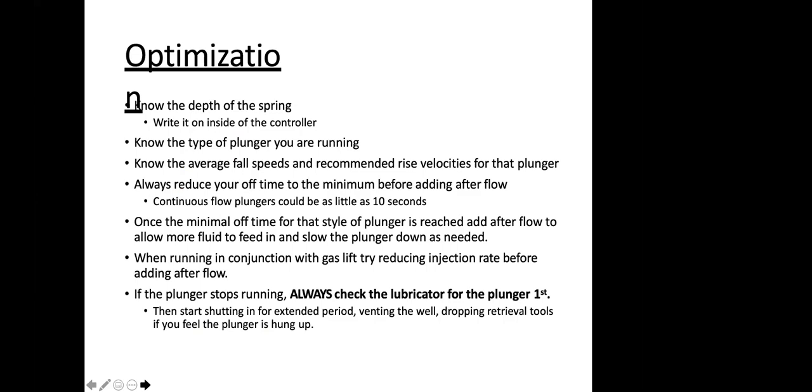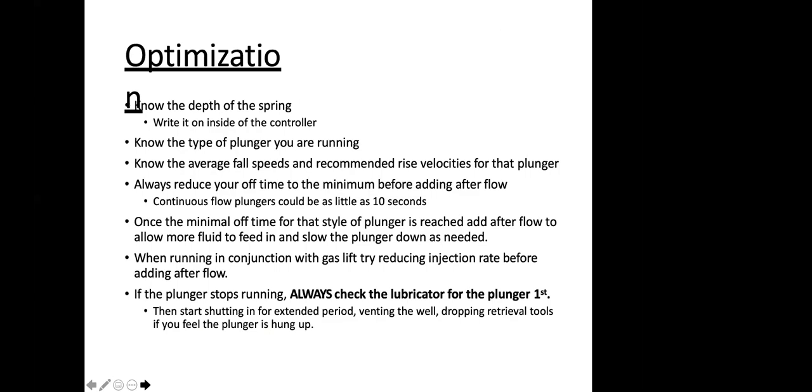Okay, optimization. On the next slide, Tawny. Yes. So when you've decided based on some selection criteria that you're going to put this well on plunger lift, whether it be a bypass plunger or a conventional plunger, depending on what you're trying to accomplish with the well and what the well's able to accomplish given its horsepower and volume, to optimize your plunger there are some things you've got to know and be aware of. One is the depth of the spring. Where's your spring at? How deep are you going in this well?